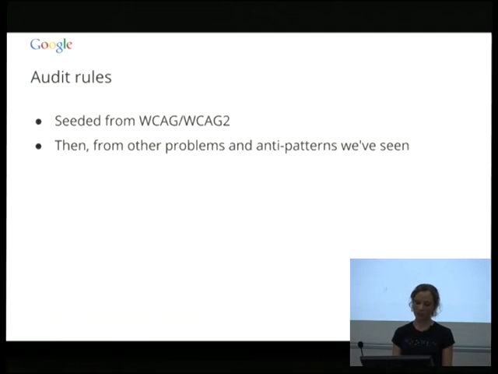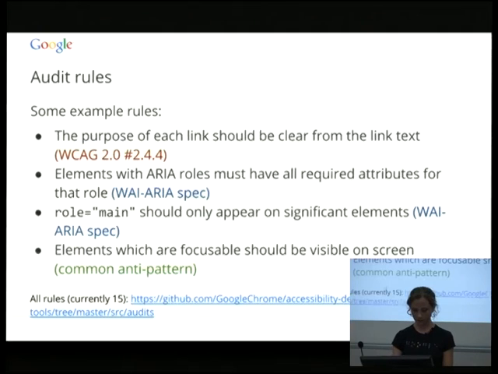All right, so these have been seeded from reading through the Web Content Accessibility Guidelines and going, okay, what can we feasibly automatically check for? And then looking at other problems and anti-patterns that we've seen over time, things that have caused accessibility problems, where we can say, okay, we can test for that.